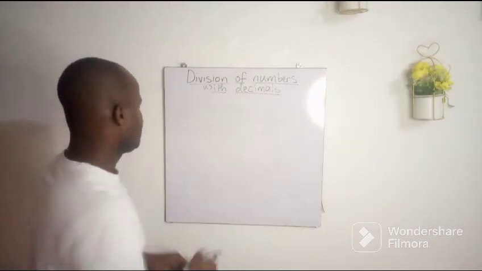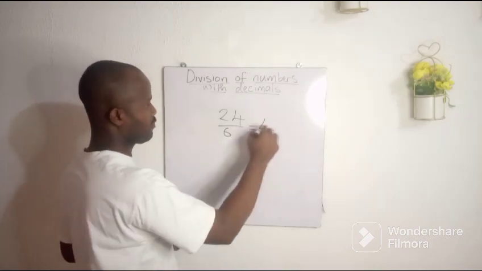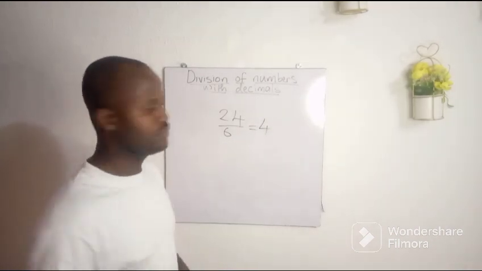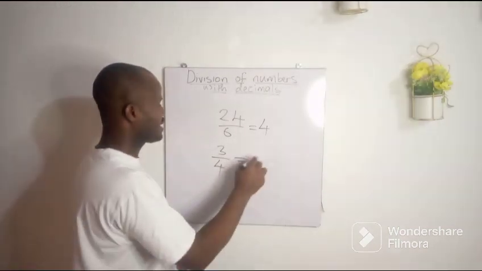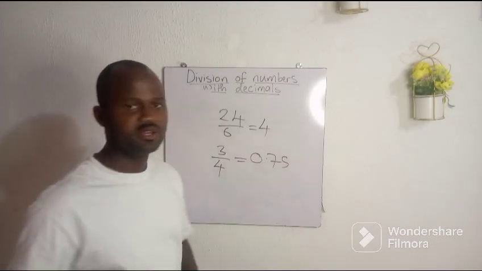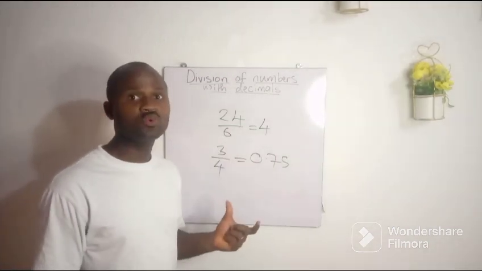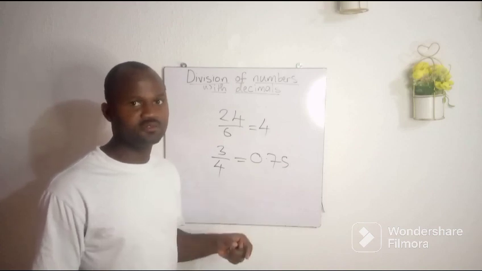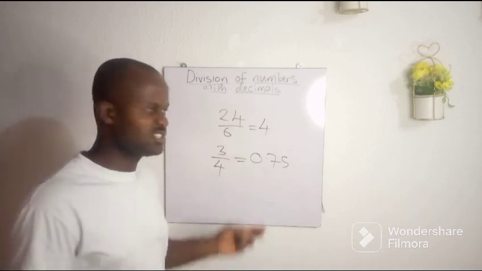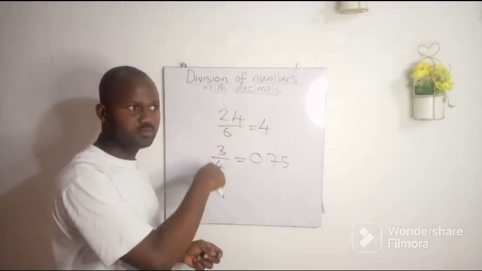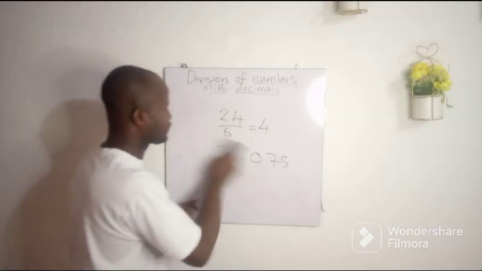First of all, if you were asked to do something like 24 divided by 6, you do it very fast. You answer out before, right? Or if you were asked to divide 3 by 4, if you use long division, you would arrive at 0.75. It will be very easy for you to do any of these. Why? Because they are whole numbers. There is no decimals involved. But when decimals are involved, what would you do?